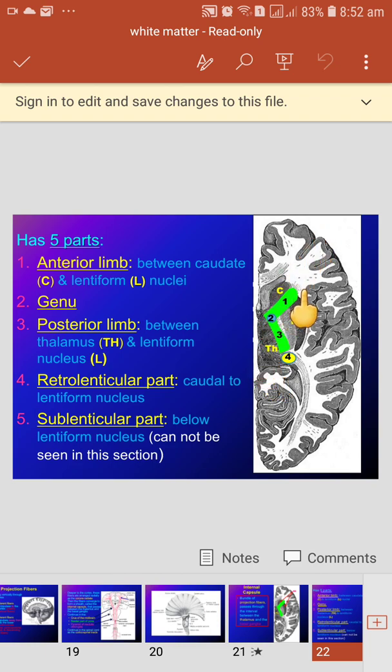Anterior limb lies between the caudate and lentiform nuclei. This one is the caudate nucleus and this one is the lentiform nucleus. These are the parts of the basal ganglia. Then we have the genu, then the posterior limb, which lies between the thalamus and the lentiform nucleus, as you can appreciate in this diagram. Then we have the retrolenticular part, just caudal to the lentiform nucleus. Then we have the sublenticular part, which is not visible here. This lies below the lentiform nucleus and cannot be seen in this section.